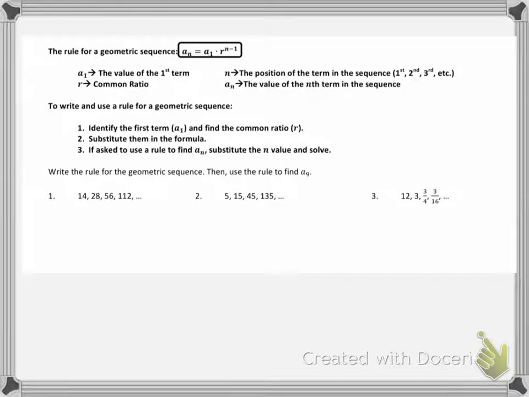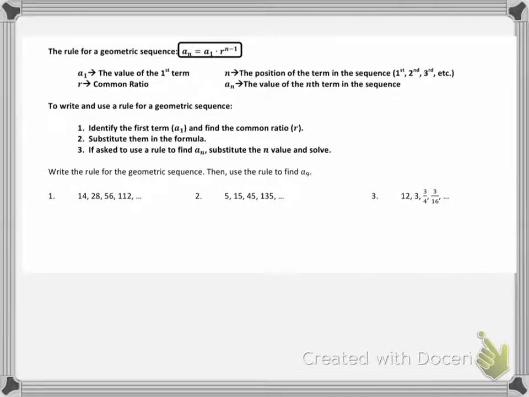So first term, second term, third term, n would be 1, 2, 3, etc. A sub n is the value of the nth term in the sequence, just like we went through in the last video. The only real difference here, r is used instead of d. Last lesson, d was used for arithmetic sequences because it represented the common difference. r is used in geometric sequences because it represents the common ratio. So same idea, just a change in letter.